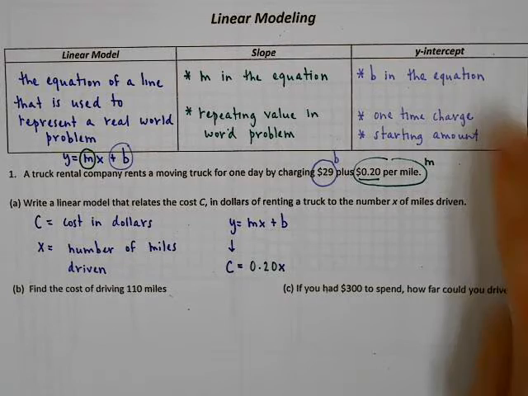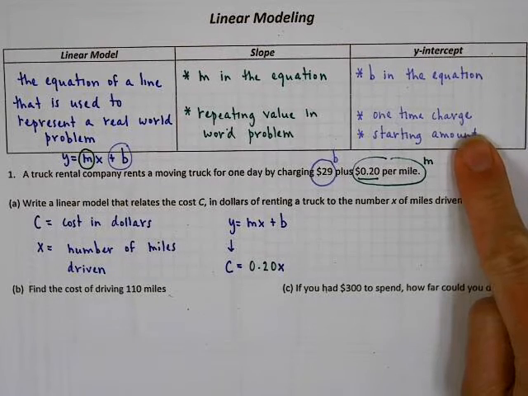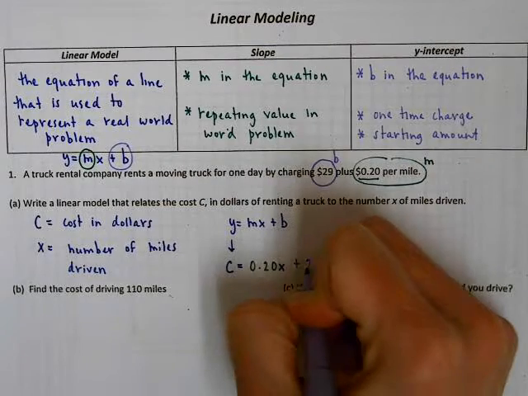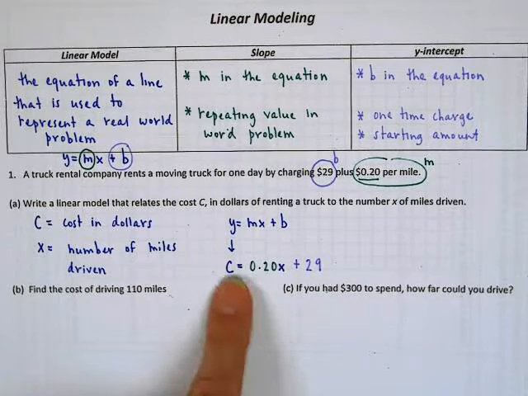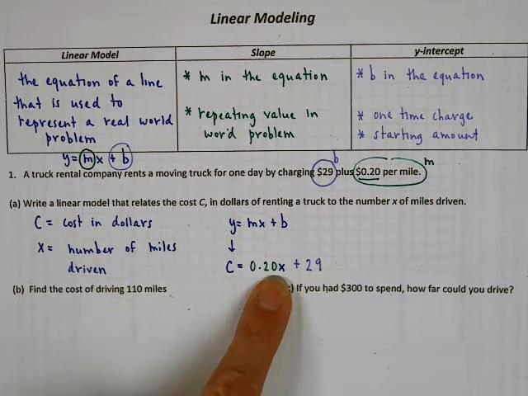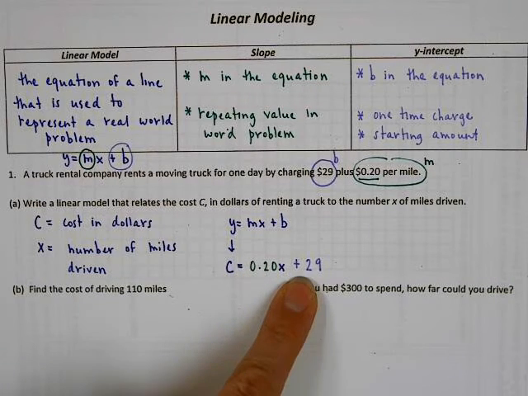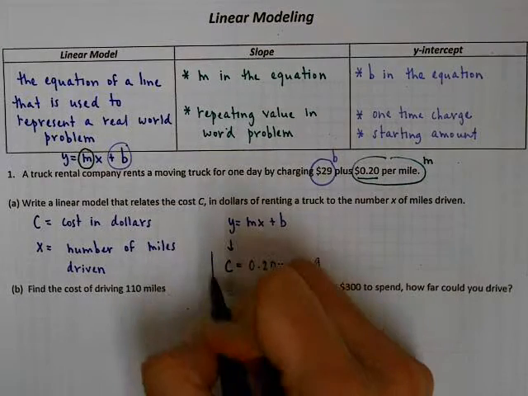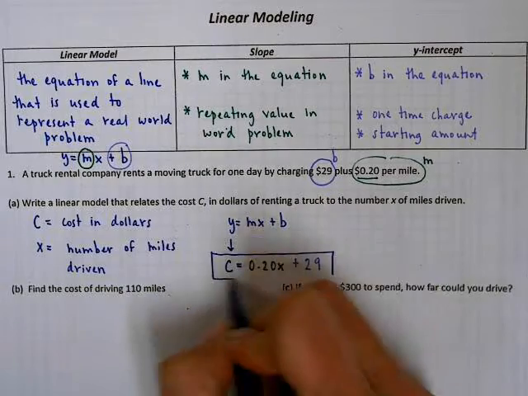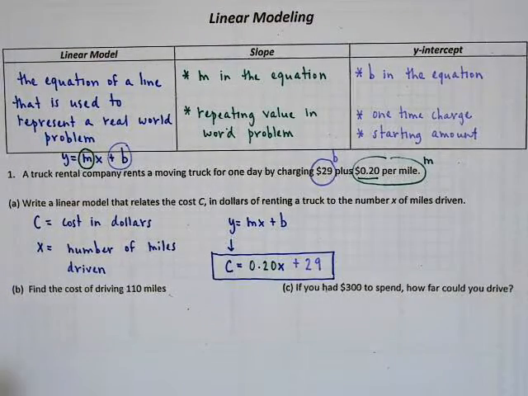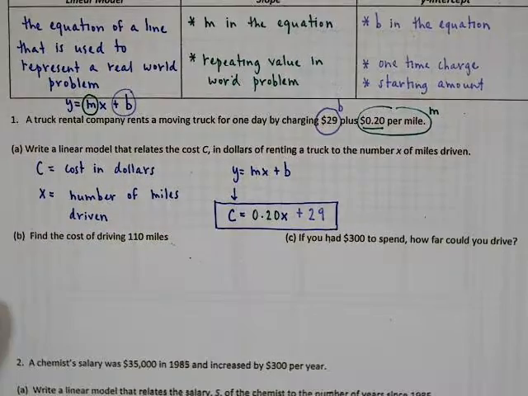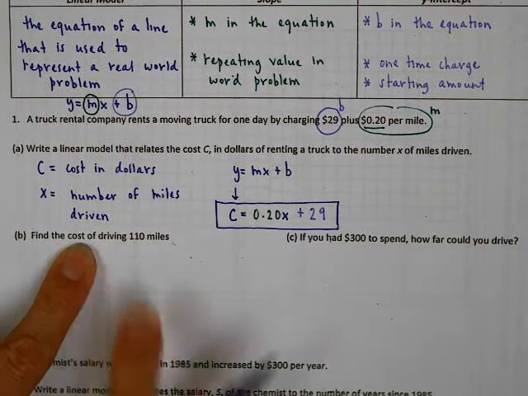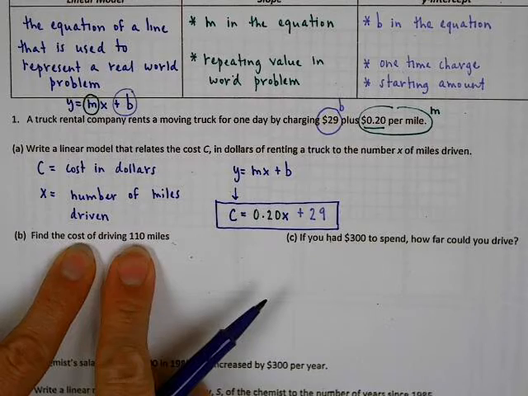Then we need our y-intercept. We said that was the one-time charge, and in our problem we identified that as the 29. So the cost is equal to the 20 cents times each mile that I drive plus that $29 one-time charge. So that's going to be our linear model, and we're going to use that to answer some other questions about this situation. So the first problem asks me to find the cost of driving 110 miles.